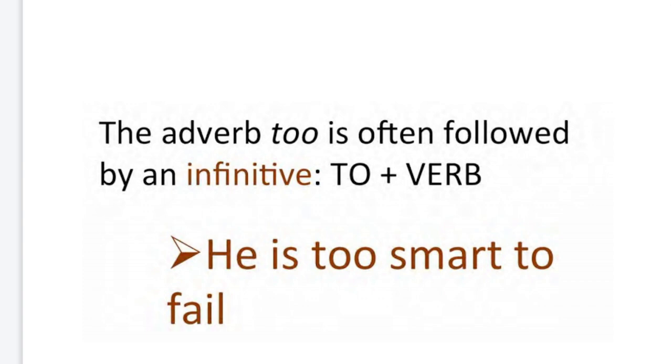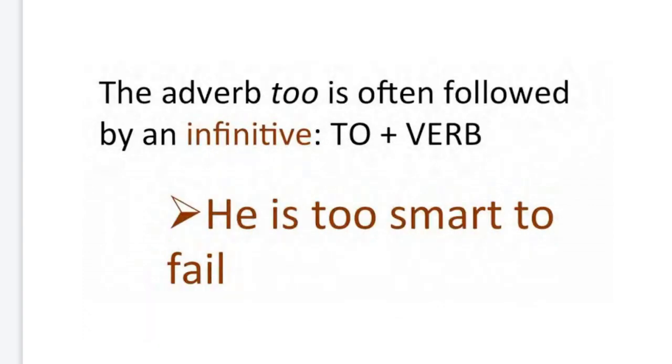For example, he is too smart to fail. Means he will not fail. For failing he is too smart. But he may not be too smart. He may be an average child. But for failing he is too smart. So there is a condition attached. He is too smart for what? To fail. So too will always be followed by infinitive to plus verb.